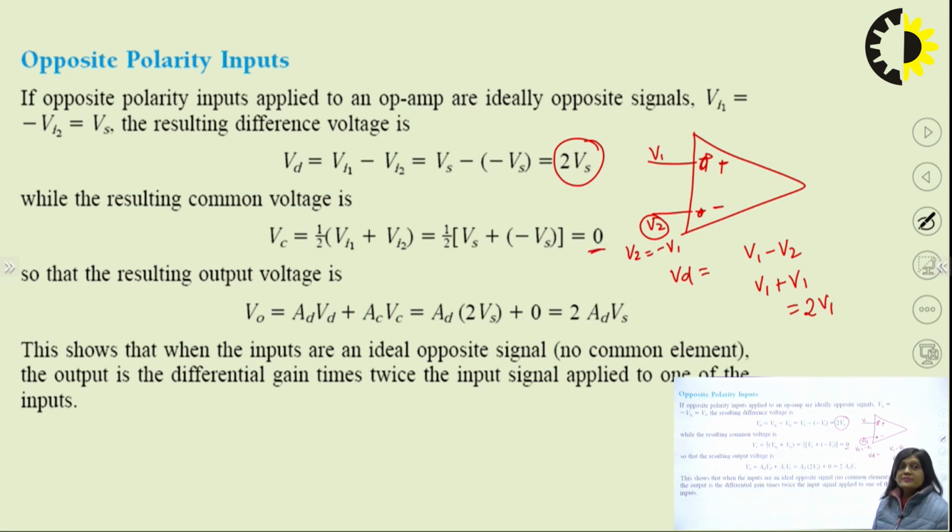So in that case, the output voltage would be equal to AD times VD plus AC times VC. By putting the values here, we will have 2 AD VS. So this shows that when the inputs are ideal opposite signals and there is no common element, the output is the differential gain times the input signal applied to one of the inputs.